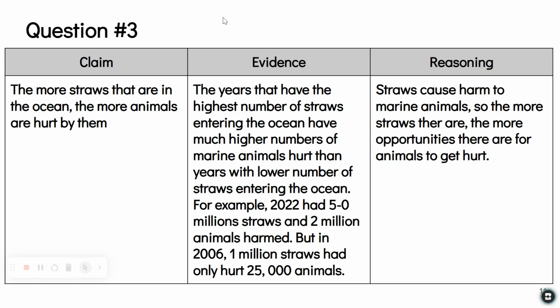And then your reasoning, straws cause harm to marine animals. So the more straws there are, the more opportunities there are for animals to get hurt. So you're explaining how the number of straws equals animals harmed.